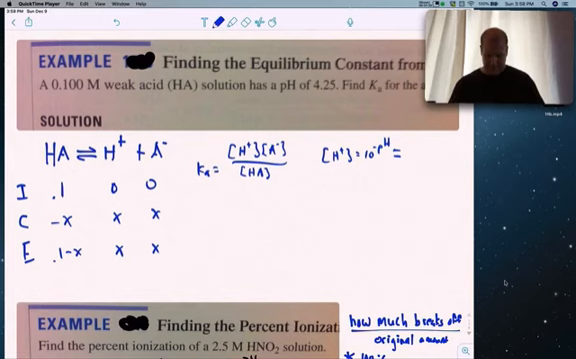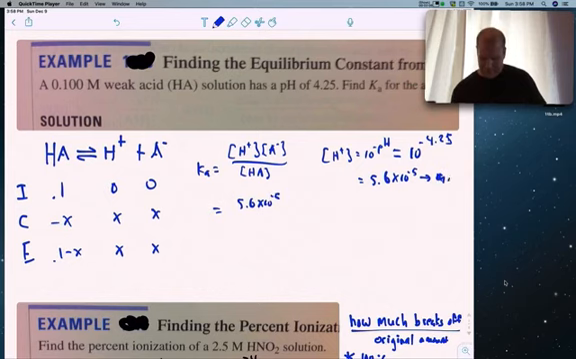So I should write this, 10 to the minus 4.25. So you can tell that your H plus is going to be 5.6 times 10 to the minus 5. I'm going to go ahead and store this variable as x in my calculator. But if you want, you can just put in the numbers. Ka is going to be 5.6 times 10 to the minus 5. I'll just use this as the answer.